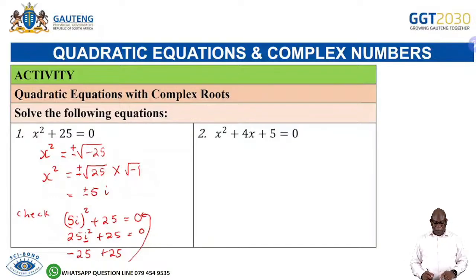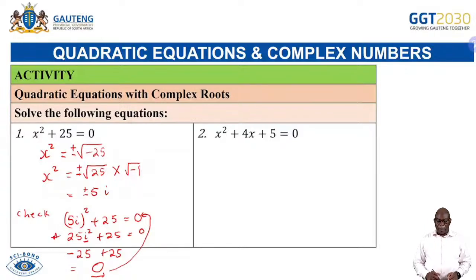If I take negative 5i and square it, I'll get 25i squared, which will also come to this step here. So we are able to do that.